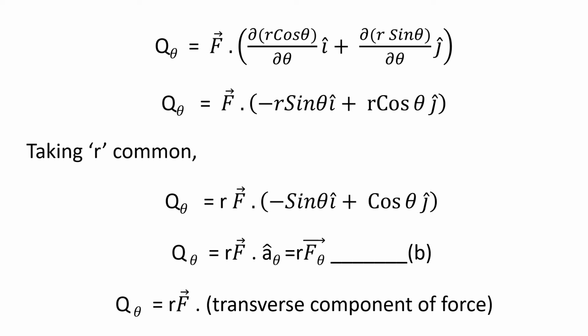And from here you can see that minus sin theta i cap plus cos theta j cap is the transverse component of the force F theta. So we can write Q theta is equal to r F dot a theta cap, which is equal to r F theta, that is equation number B. From here you can see that Q theta is equal to r F theta, that is the transverse component of the force.